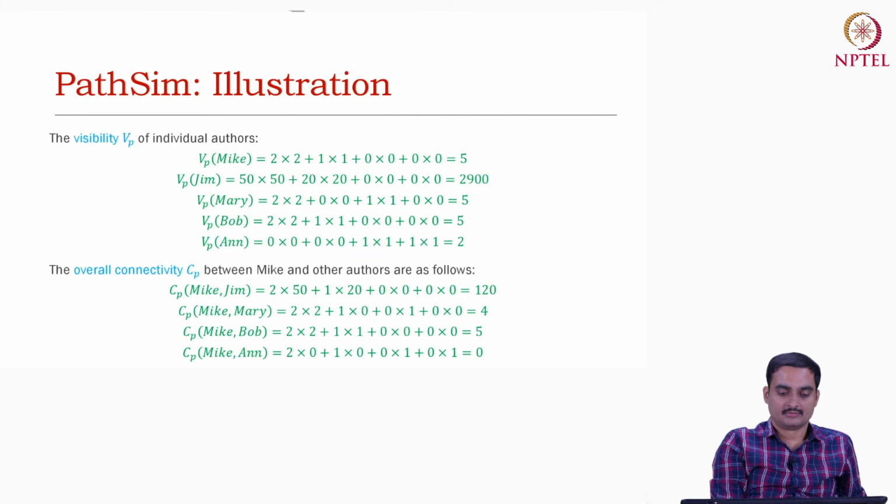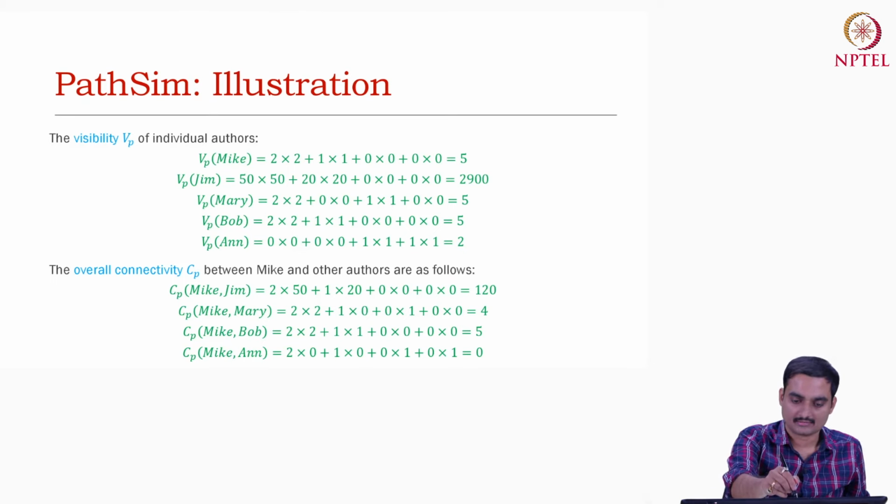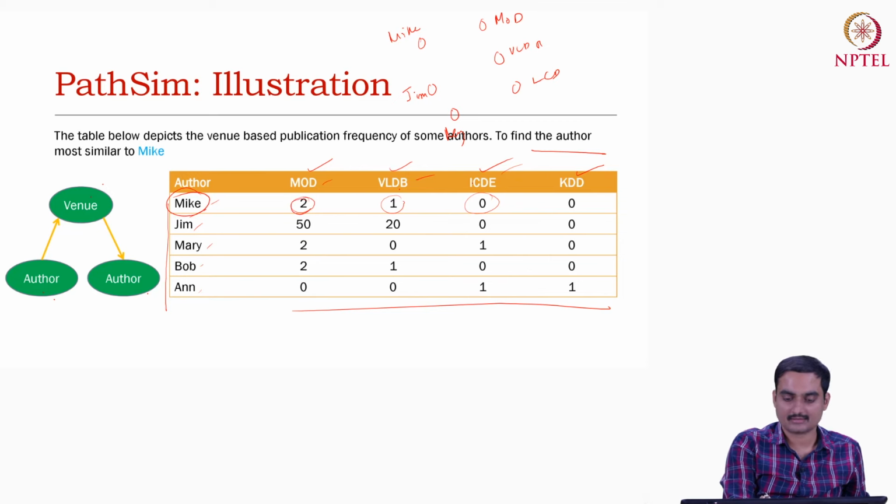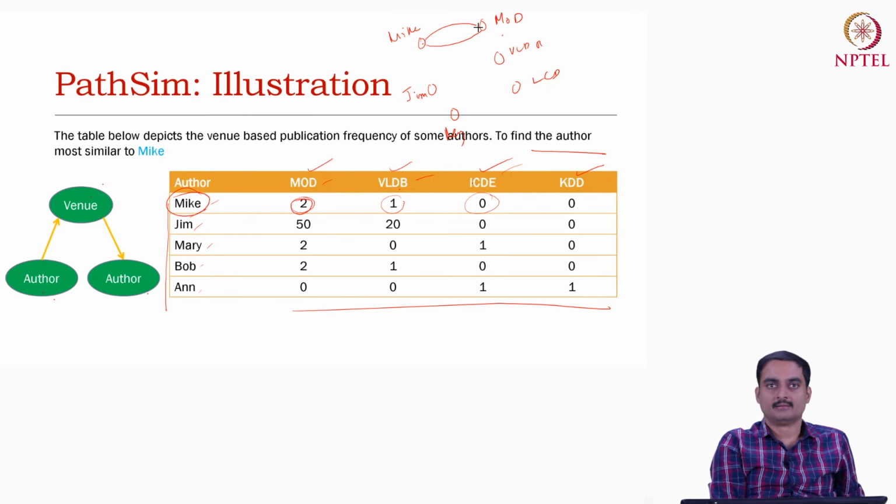Think of the graph. In the heterogeneous graph, you have one entry called Mike, another entry called Jim, another entry called Mary, and so on. It is also a bipartite network, with venues like SIGMOD, VLDB, ICDE. Mike published 2 papers in SIGMOD, meaning that you can think of these 2 edges.